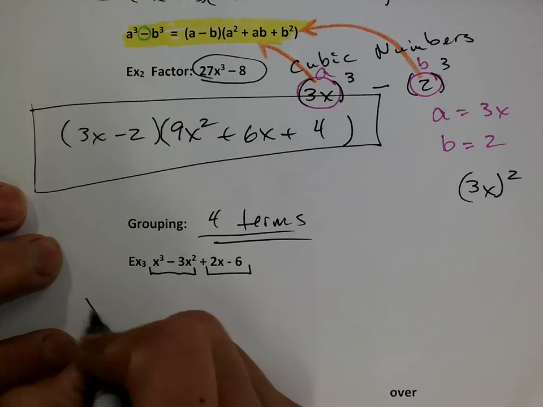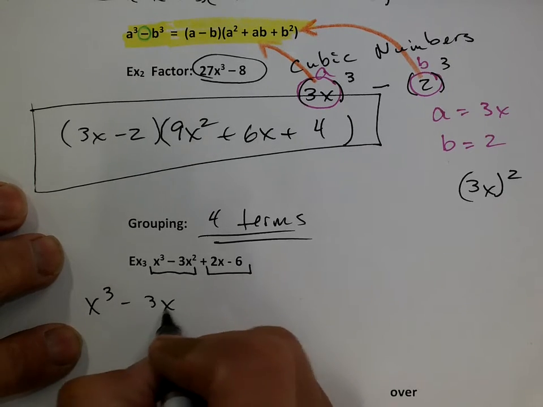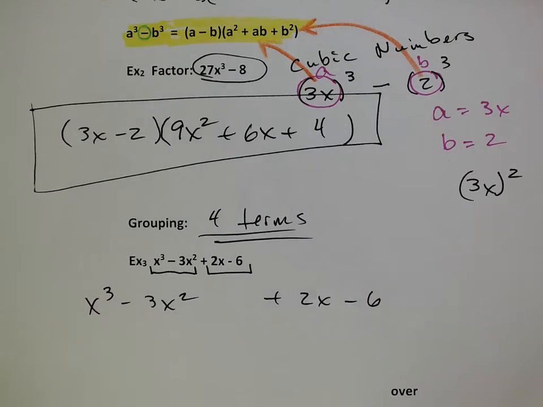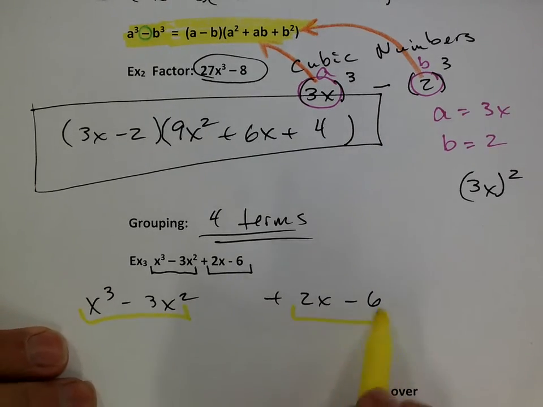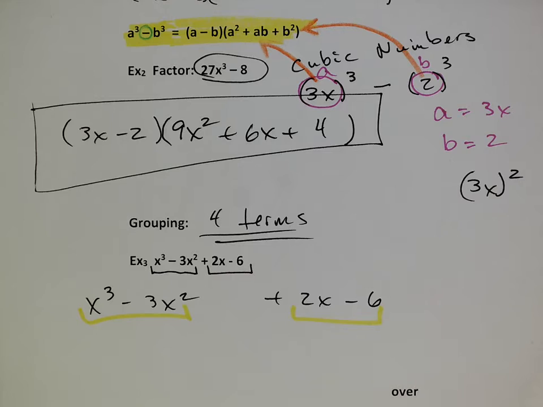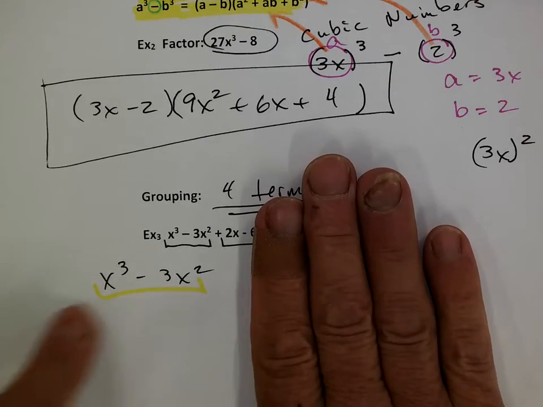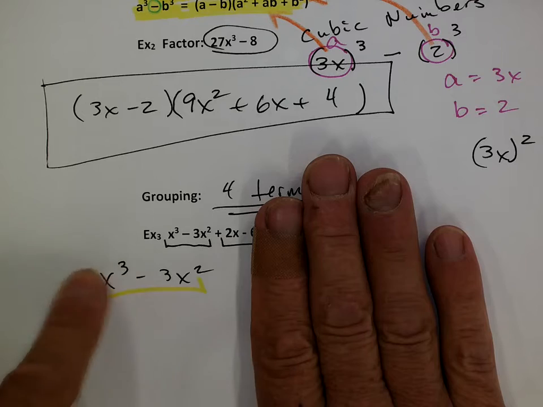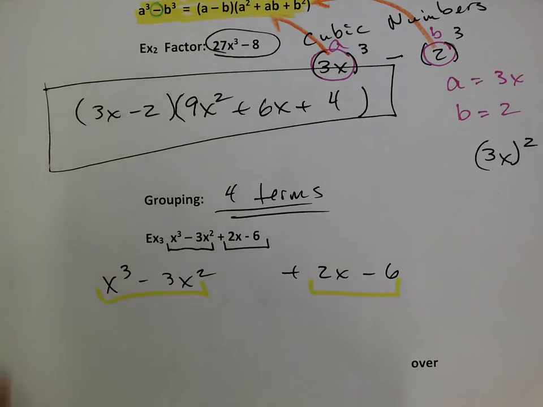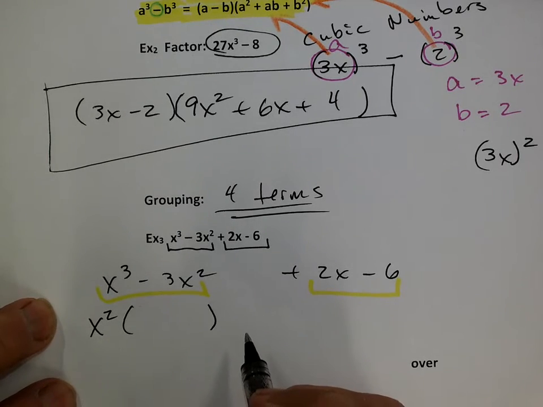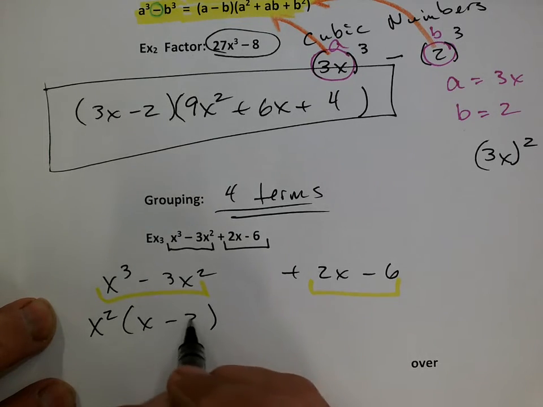So I have x cubed minus 3x squared plus 2x minus 6. I group them up, pair them up: these 2 and these 2. I look at the 2 pairs individually. What do these 2 have in common? Well, they have at least an x squared in common. If I take out an x squared, I'd be left with x minus 3.